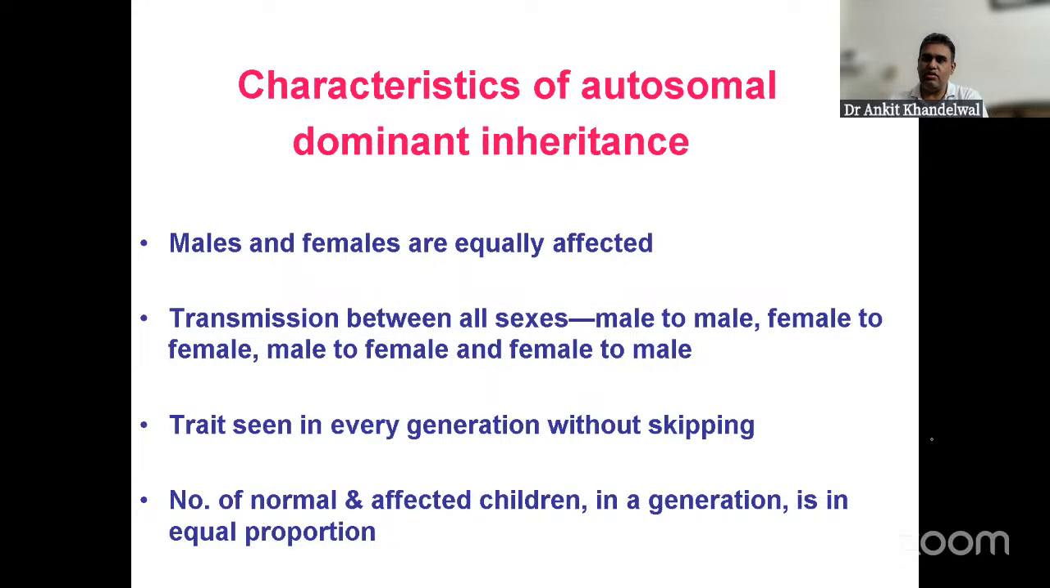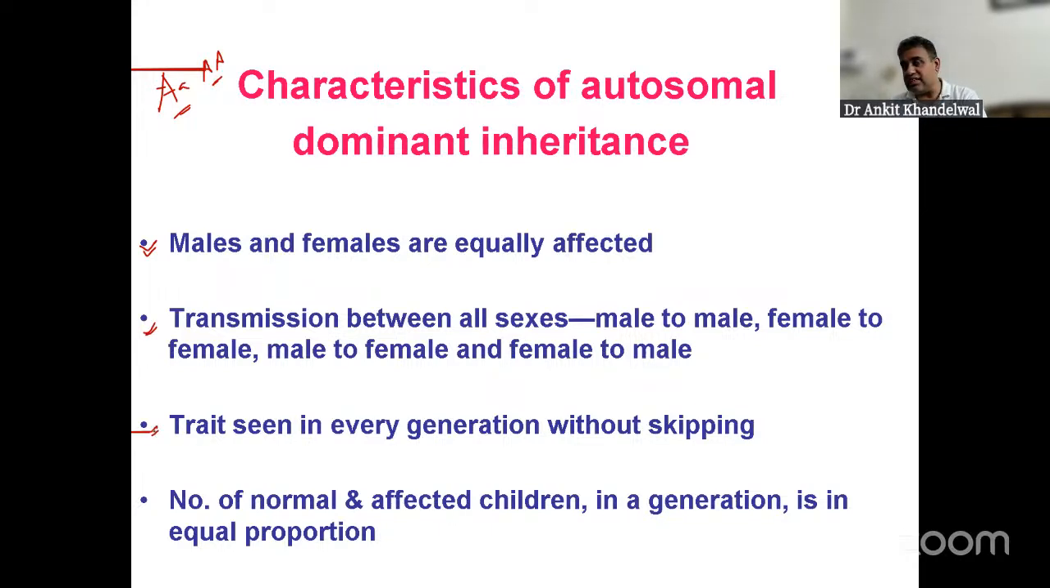Now, this is what you need to understand. What are the characteristics of autosomal dominant inheritance? Autosomal dominant will be manifested in heterozygous and obviously also in homozygous state. Males and females are equally affected. Point number one, obviously, because it is not sex linked, it is autosomal. Transmission occurs between all the sexes: male to male, female to female, male to female, female to male. That is common sense.